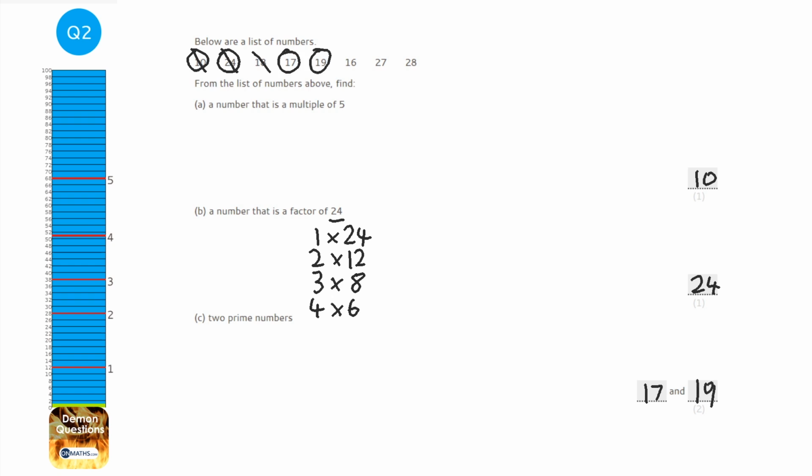Let's go through the rest to make sure. 16 is 2 times 8, so that's not a prime number. Any even number apart from 2 is not going to be a prime number. 2 is the only even prime number. 27 looks like it might be, but actually 3 times 9 is 27, so it's definitely not. And 28 is another even number. So it looks like we found the 2 prime numbers.